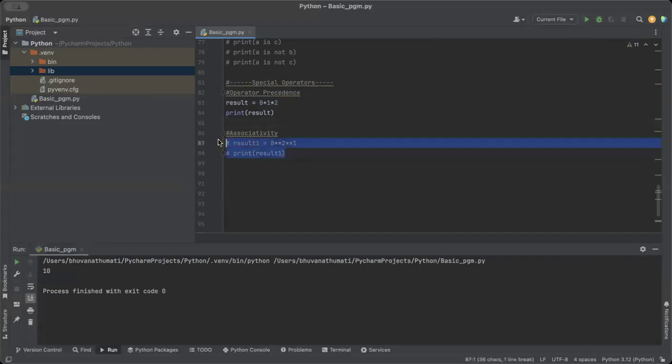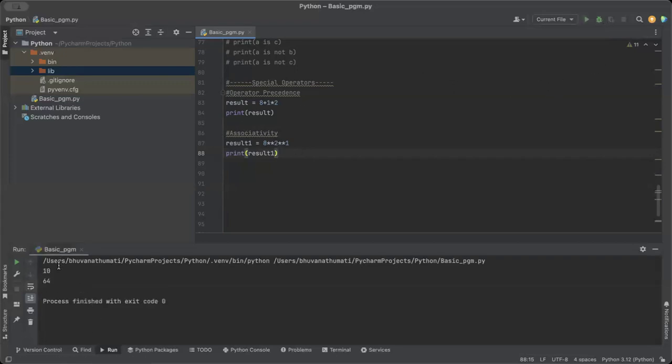And next one is associativity. So associativity is nothing but when we have same operators, then the order of execution will be from right to left. So first, right one, 2 power 1 will be 2. And then 8 power 2 will be 64. 8 8 is 64. So that is the output.